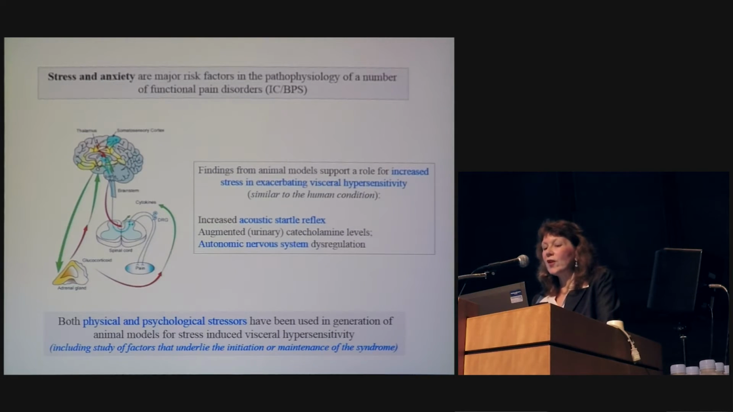Both physical and psychological stress or stressors have been used to generate a number of different types of animal models, again, for stress-induced visceral hypersensitivity. And again, this includes studying a range of factors and mechanisms that can underlie both the initiation of these events and how it's maintained for a long period of time. So these models are very chronic. They do approximate the human condition.